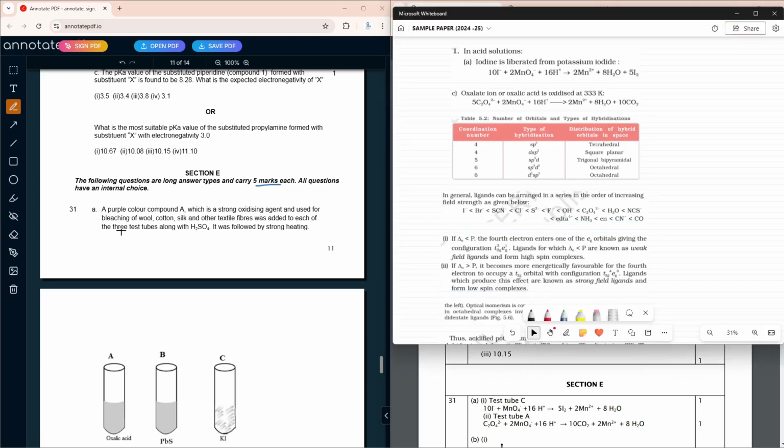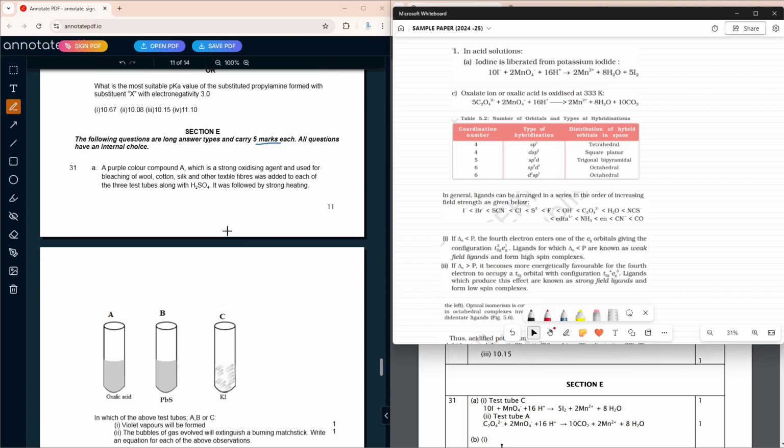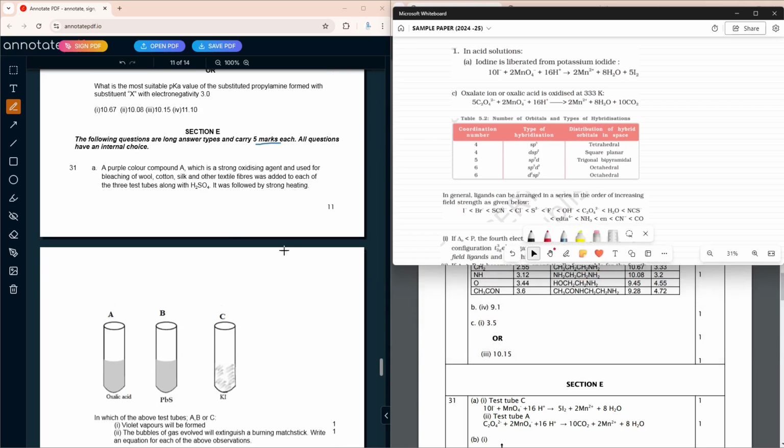Okay, this is fine. So, a purple color compound A, which is a strong oxidizing agent and is used for bleaching of wool, cotton, silk, and other textile fibers, was added to each of these 3 test tubes along with H2SO4. It was followed by heating. So, this obviously is from the chapter.